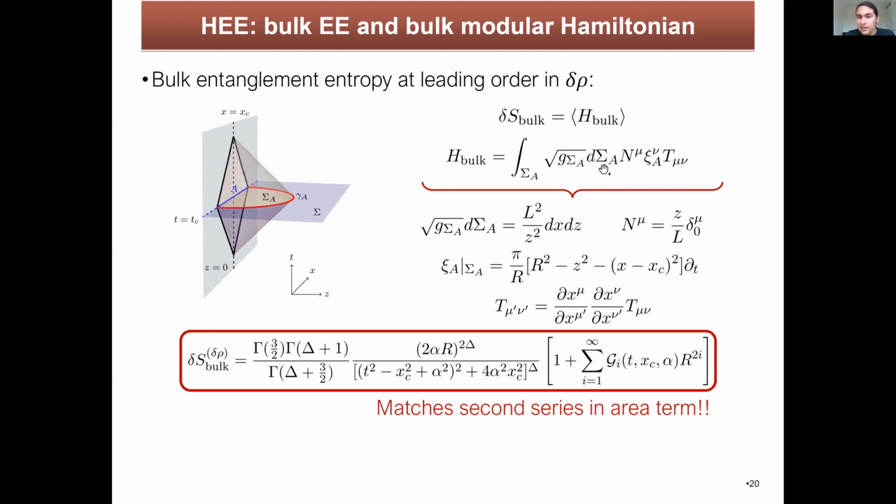The rest of the ingredients are the induced metric on this Cauchy slice. This is a normal vector: if I picked a Cauchy slice at constant t, then it will be a normal vector pointing in the time direction. And then this is the bulk stress tensor. Just carrying out this calculation, what you can see is that order by order, you recover all the terms that were needed to cancel precisely the second series in the area term.